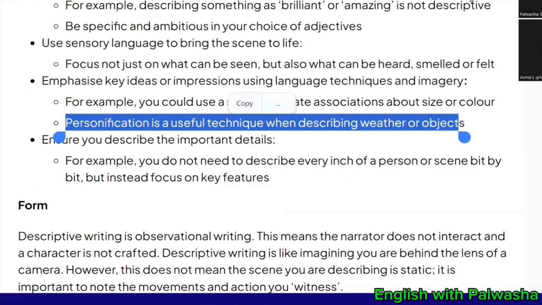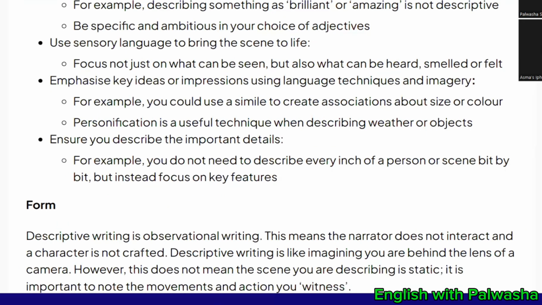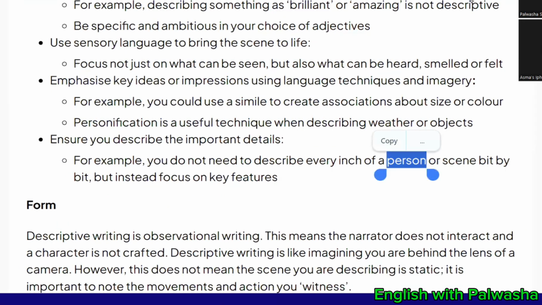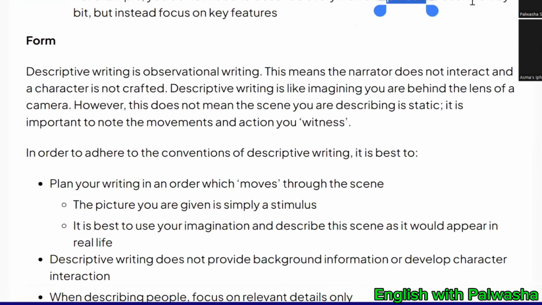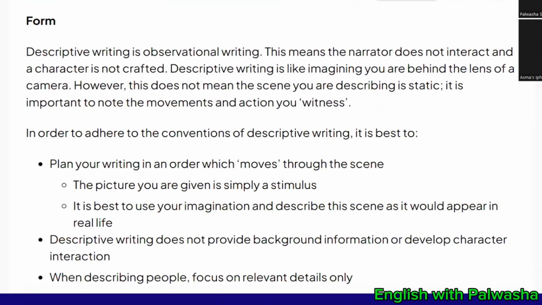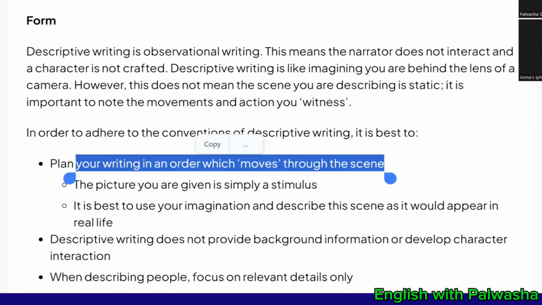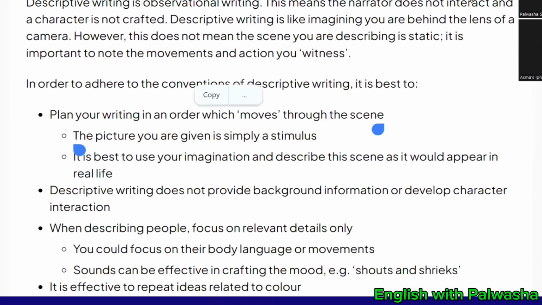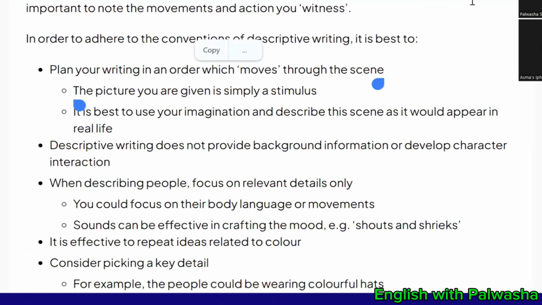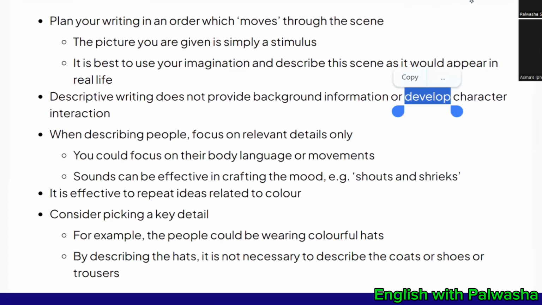You do not need to describe every inch of a person or scene bit by bit, but instead focus on key features. When they say person, we have to embed the characters in descriptive writing. That is going to make the descriptive writing strong enough. The most important thing in descriptive writing is that you have to plan your writing in an order which moves through the scene. What are you going to start from? How are you going to come in the middle? What is going to be the ending? You have to develop a character interaction. When describing people, focus on relevant details only.